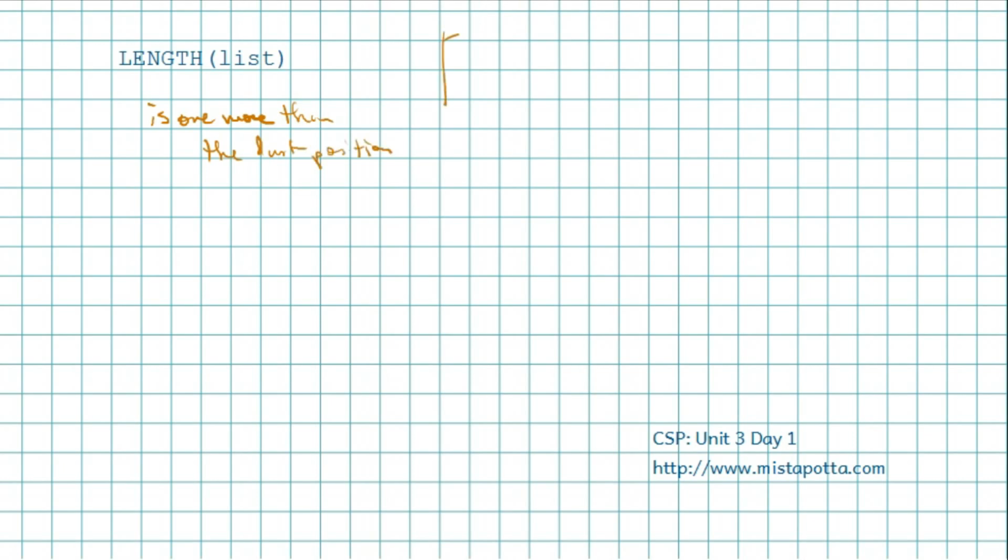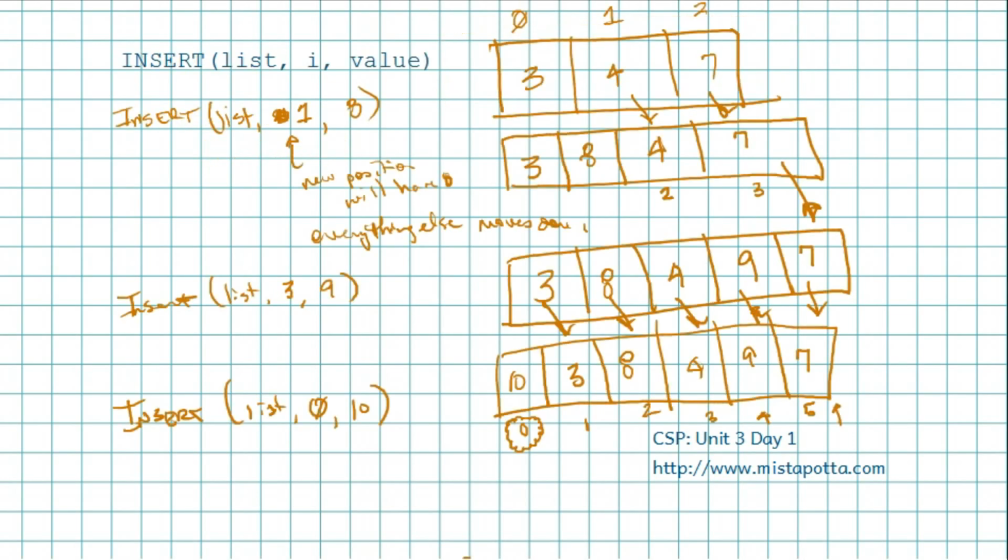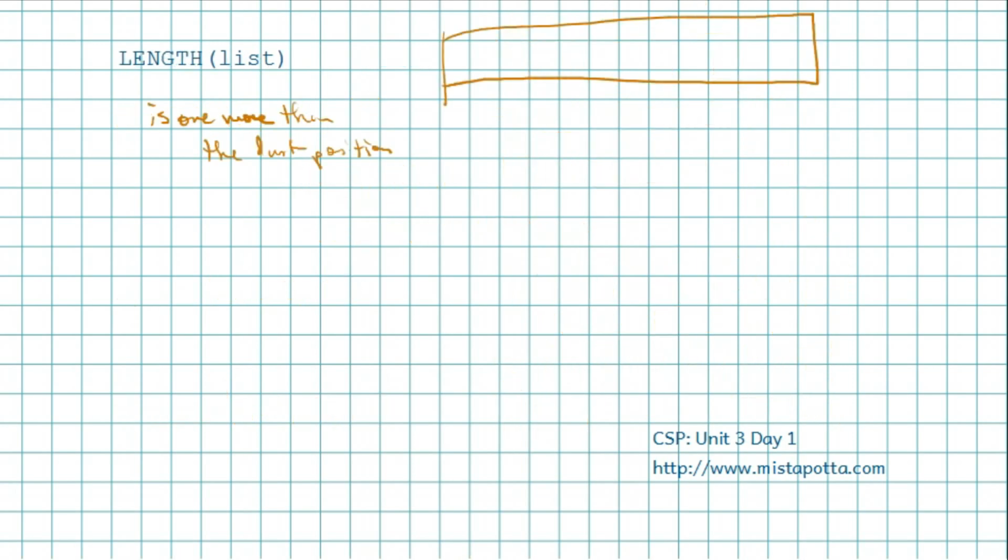So if I take a look at the list that I have, the list currently has 6 positions in it. It has 10, 3, 8, 4, 9, and 7. So this is position 0, position 1, position 2, position 3, 4, and 5. But really what I've got is 1, 2, 3, 4, 5, 6 boxes.